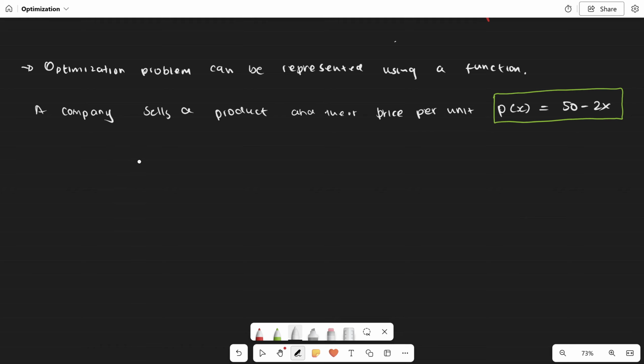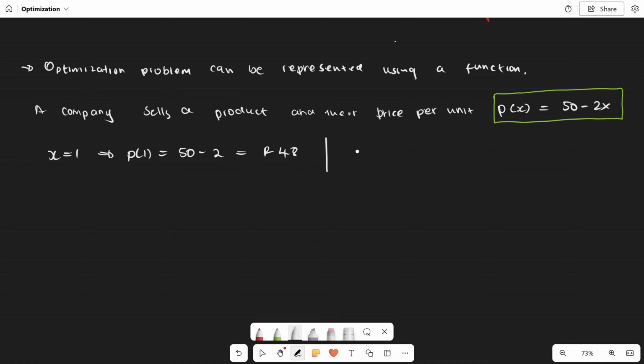So this is the way that the company is trying to attract buyers. This is our price per unit. Let's say you want to buy just one unit, so your X is 1. What is the price that you're going to pay? You're going to pay P of 1, which is 50 minus 2 times 1, which is 48 rands.